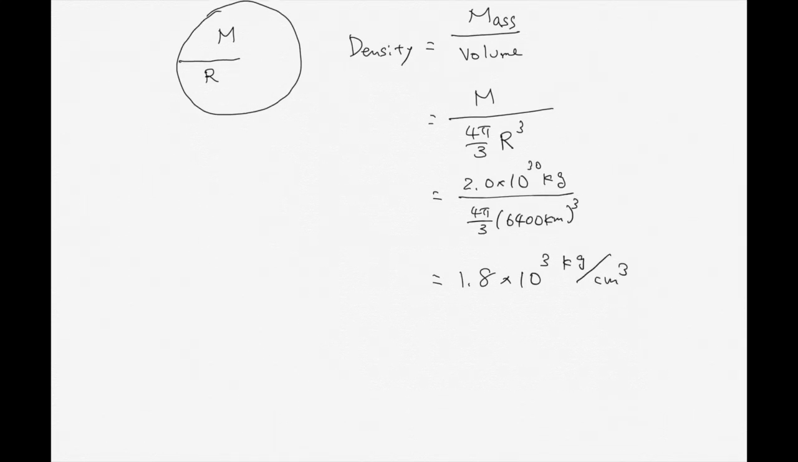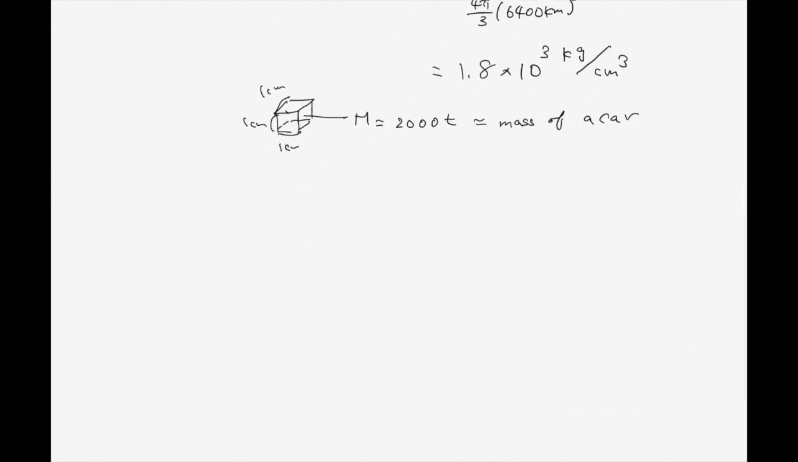So if you consider the mass of an ice cube, 1 centimeter by 1 centimeter by 1 centimeter, the mass of this ice cube is nearly equal to 2,000 tons. This is very similar to the mass of a standard car. So you can find that a white dwarf has a really high density. Then we could consider neutron stars. A neutron star has a much higher density.